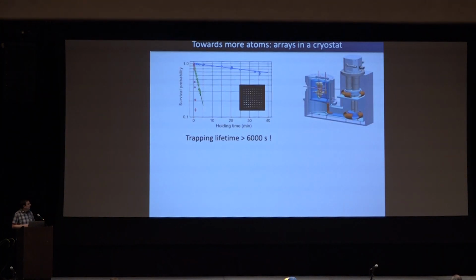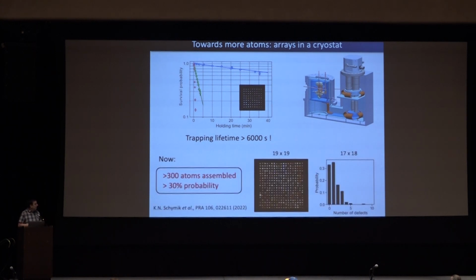Then, as we are in the session of scaling up quantum simulators, some of the limitations that we had initially in our experiment was that the lifetime of the atoms in this type of traps is limited by vacuum conditions. It's around 20 to 25 seconds at room temperature in our laboratory. And to overcome this problem, we decided to build a new machine where we place basically the atoms in a cryogenic environment. And with this, we managed to extend the lifetime to 6,000 seconds or even more. So that means that now we can create assembled arrays containing more than 300 atoms with more than 30% probability, as you see in this example.